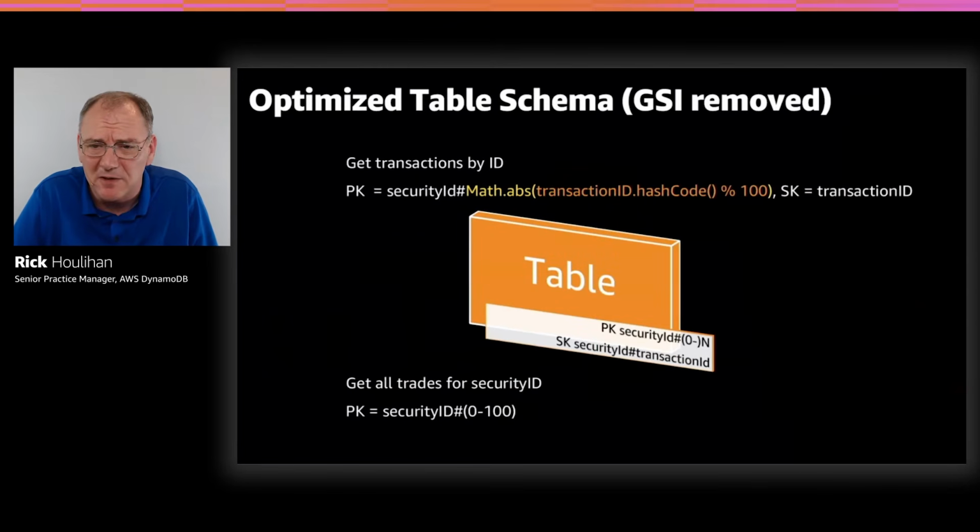The other thing we did was we looked at their schema and we said, hey, you're doubling your write capacity, you're doubling your storage cost by using this table and GSI. If we use a shaped partition key, so to speak, we can actually eliminate that GSI. And that's what we did.